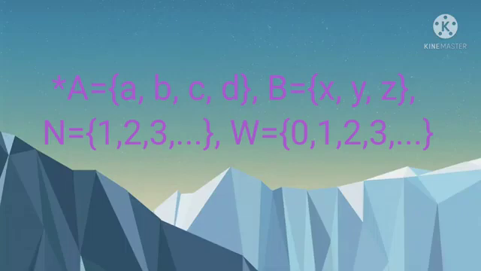Here we are saying number of elements. The number of elements in a set is called the cardinal number. Cardinal number means the number of elements in a set. That is called the cardinal number of that set. If the cardinal number is finite, that is called a finite set. If the cardinal number is infinite, that is an infinite set.